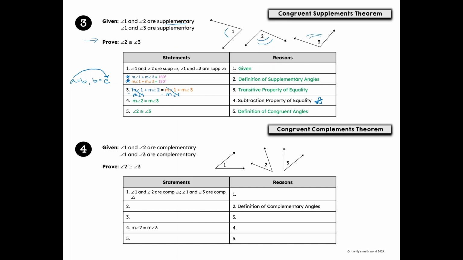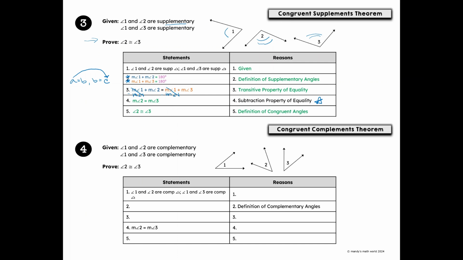So here's a proof of the congruent supplements theorem, which tells us that if two angles are supplementary to the same angle, then those angles are congruent. Now I have the congruent complements theorem. And notice down here, I have 5 steps, just like I did in this proof in example number 3.